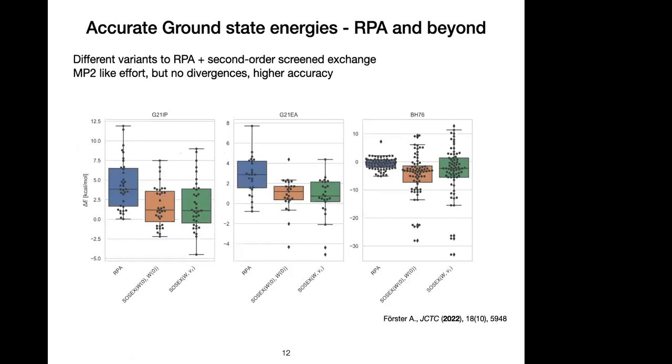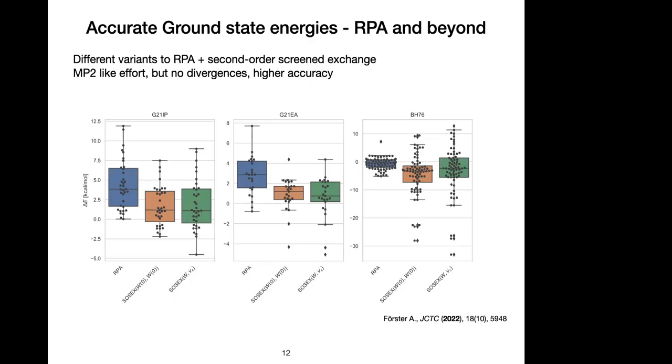Finally, ground state energies. I mentioned there are different variants of RPA and also second order screened exchange. You can think of it a little bit like MP2, but a little bit smarter. So there are no divergences for small band gaps or large systems, and typically you get higher accuracy. And here I'm just showing some results for ionization potentials, electron affinities, and barriers. Especially for ionization potentials and electron affinities, these are just delta SCF calculations, and in those you get actually great accuracy.